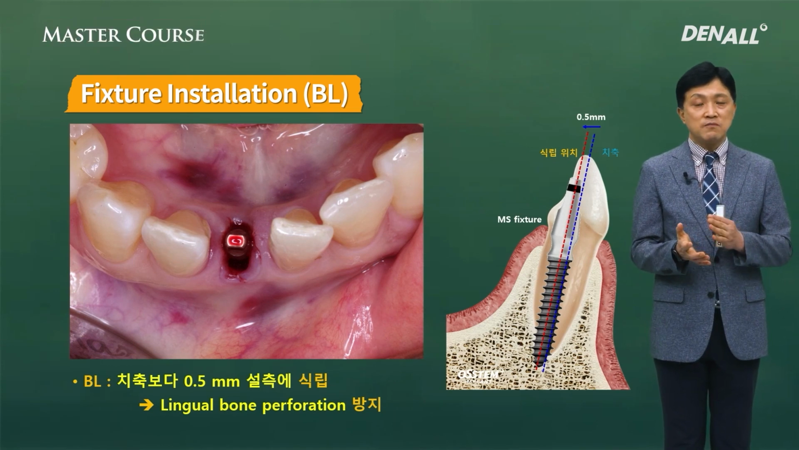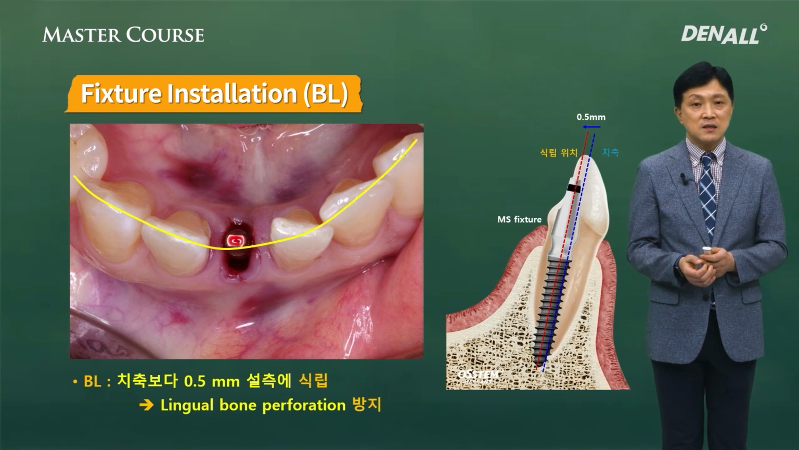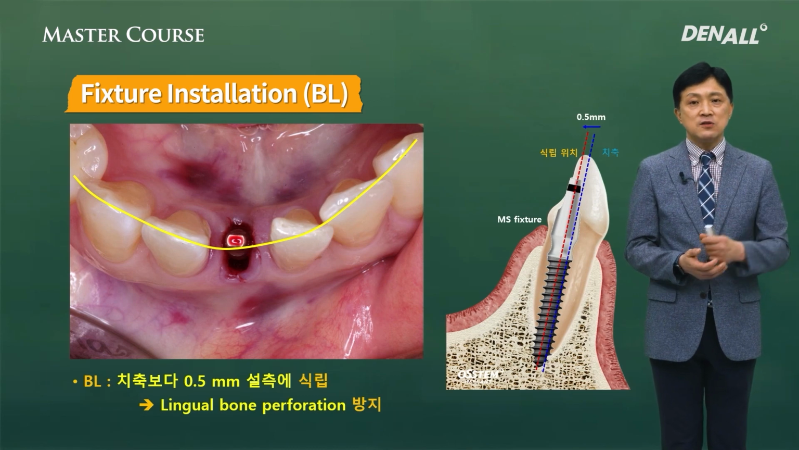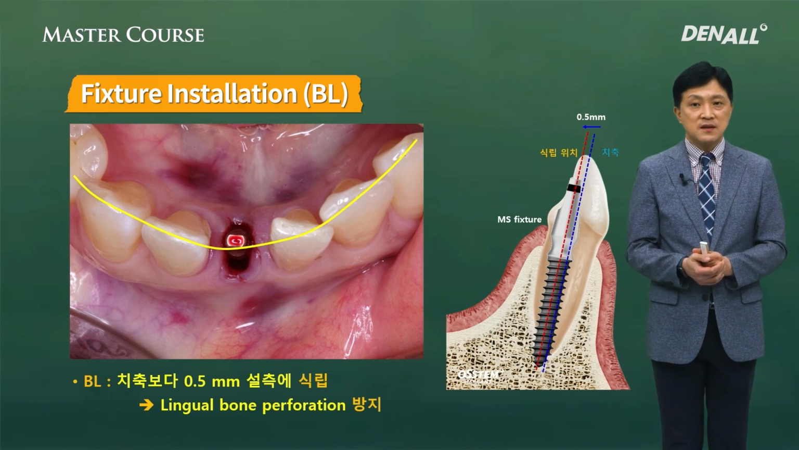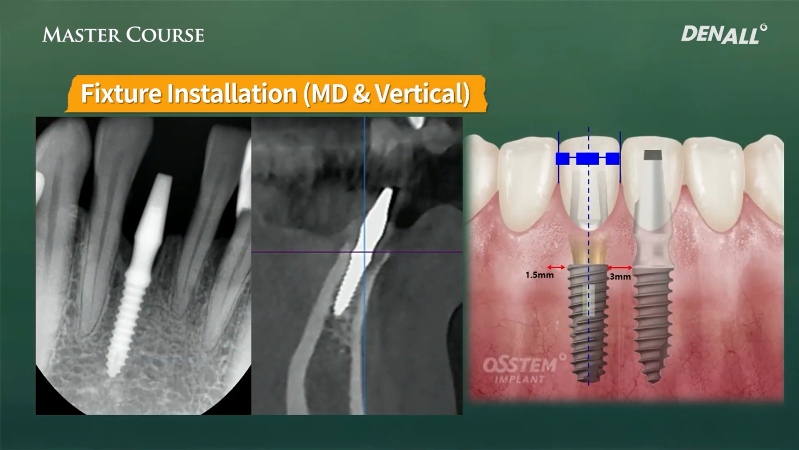That means an implant should not be placed too close to the labial bone. Based on the incisal line, an implant should be lingually positioned. There should be some gap on the labial side. The implant should not be too close to the alveolar bone.